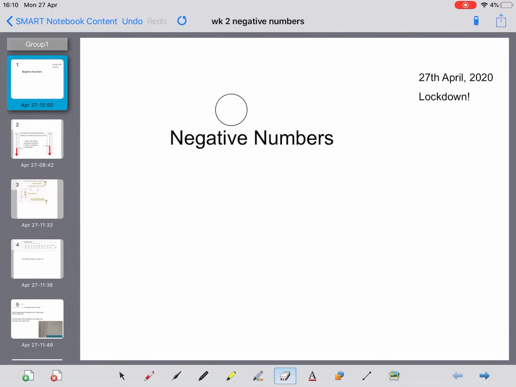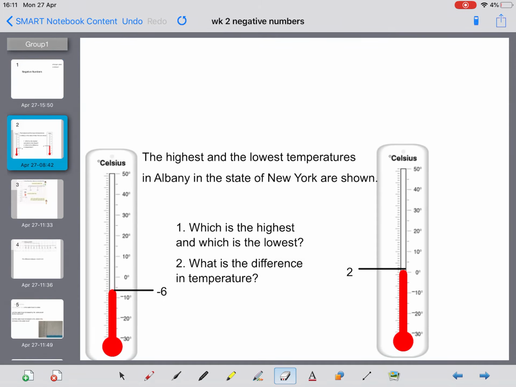Today we're looking at negative numbers, and this will lead us into coordinates and positions on grids. But today it's just the negative numbers. If we look at this slide, it shows the highest and the lowest temperatures in Albany, the capital of the state of New York. You can see that this thermometer measures -6, and this thermometer measures +2.